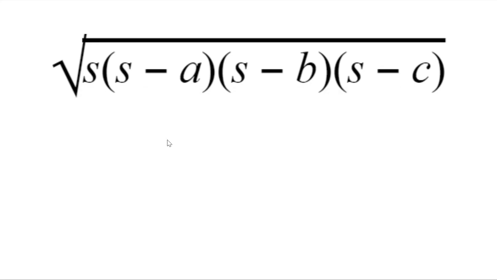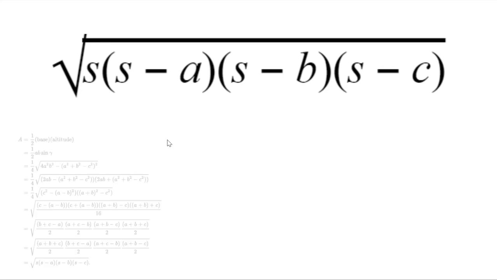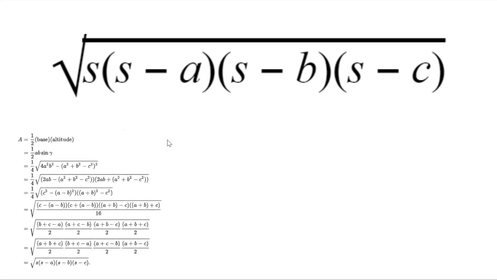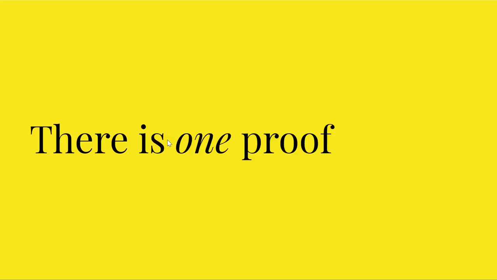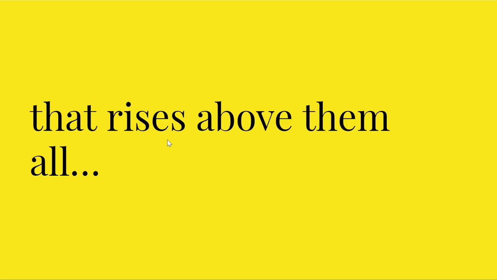There are a number of proofs to Heron's formula that you could have learned, but they're all trash because they're disgusting bash. And you know it's true because it rhymes. However, there is one proof that rises above them all. For some reason, most people don't know this proof, but it's much more elegant than the algebraic or trigonometric ways, and doesn't include trig.